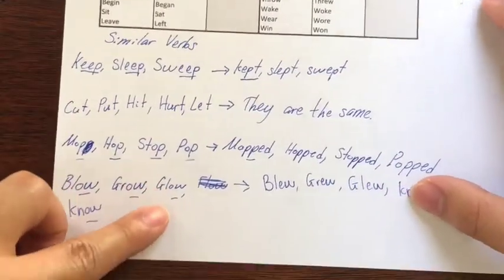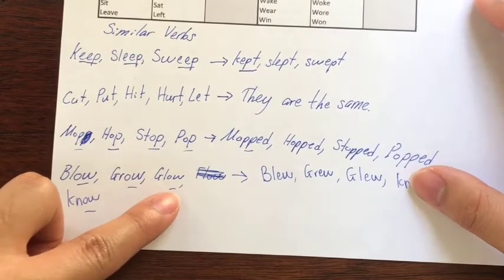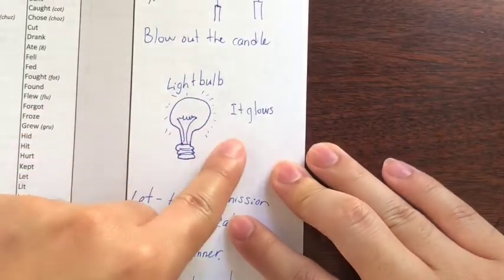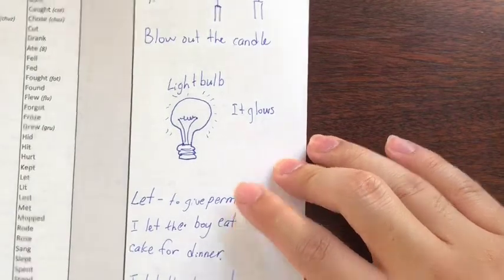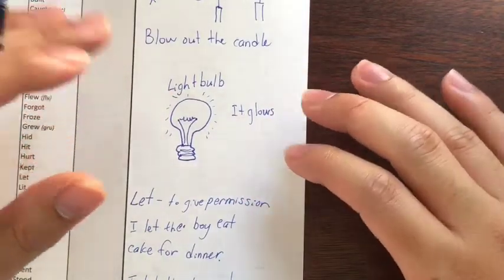Glow. What does glow mean? Glow means to give light. A light bulb can glow. A light bulb glows. When something glows, it's just a little bit of light, not a lot.